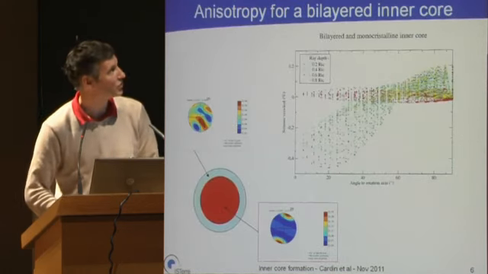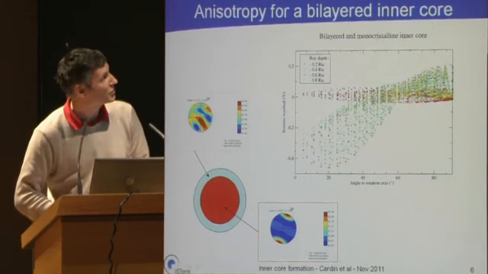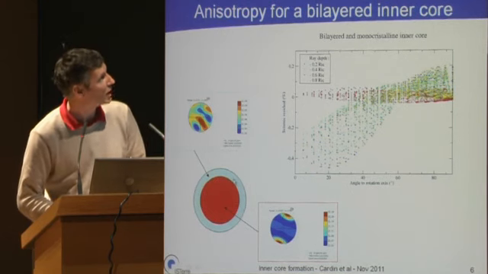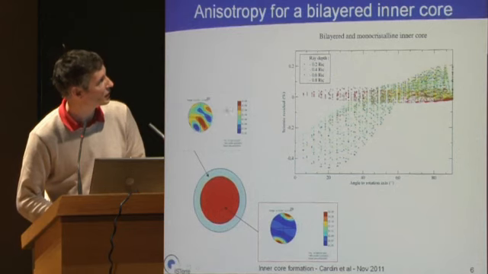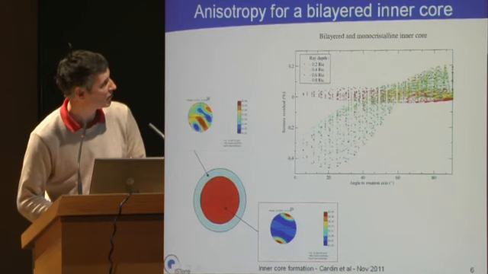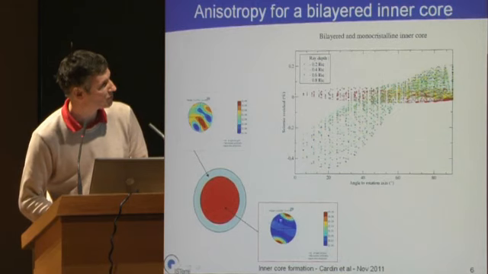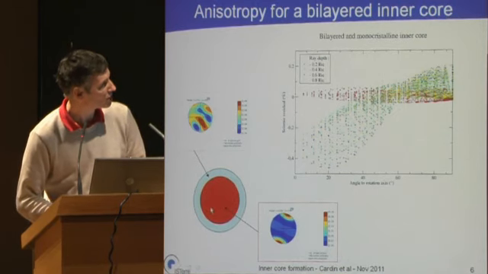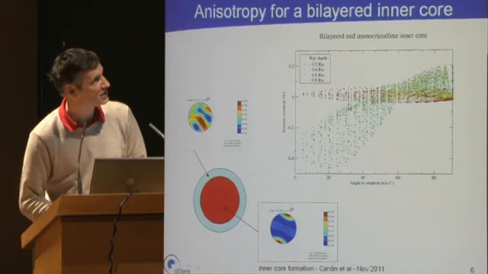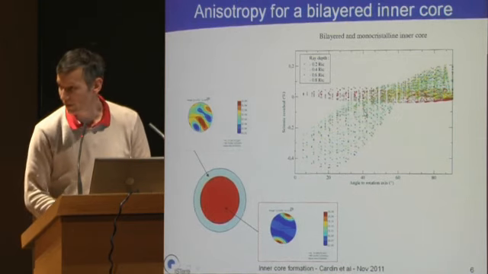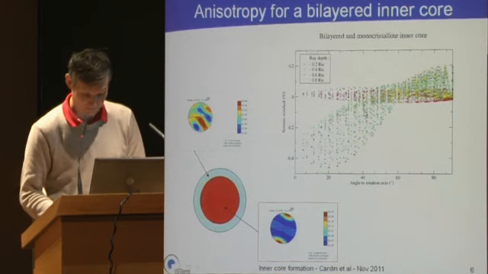This is also an easy model with two layers. One is isotropic. Actually, this is almost no anisotropy, so the velocity variation is very small in the uppermost layer, and a very anisotropic central core, and then you find this type of data, the colors meaning the different depths inside the inner core.